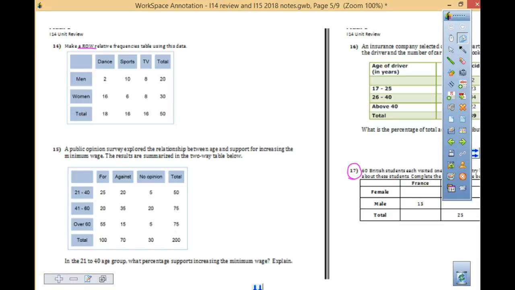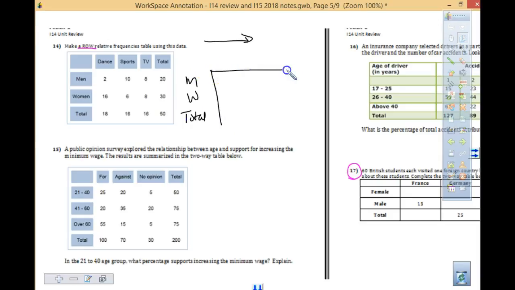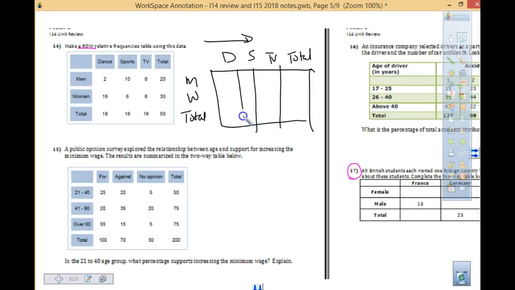All right. So, by the row relative frequency, that means you want to have the same table: men, women, total. And above that, you are going to have dance, sports, TV, total. And behind the total way at the back here, what do I know every number has to be? This total in this column. What does every one of those relative frequencies have to be? They're not going to be percents. We're going to keep them as decimals.